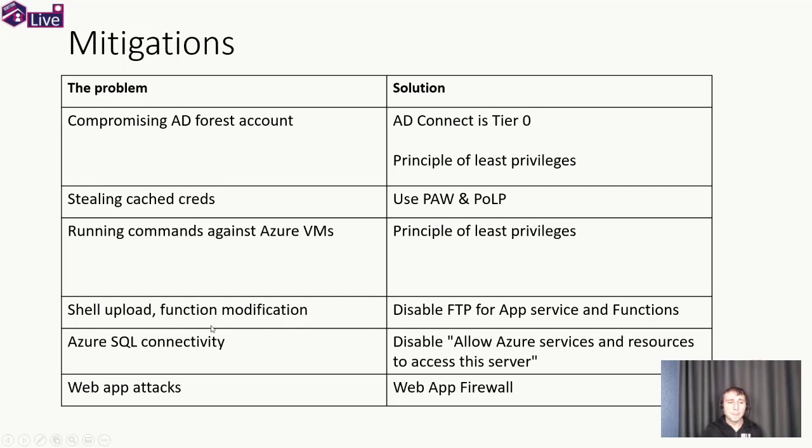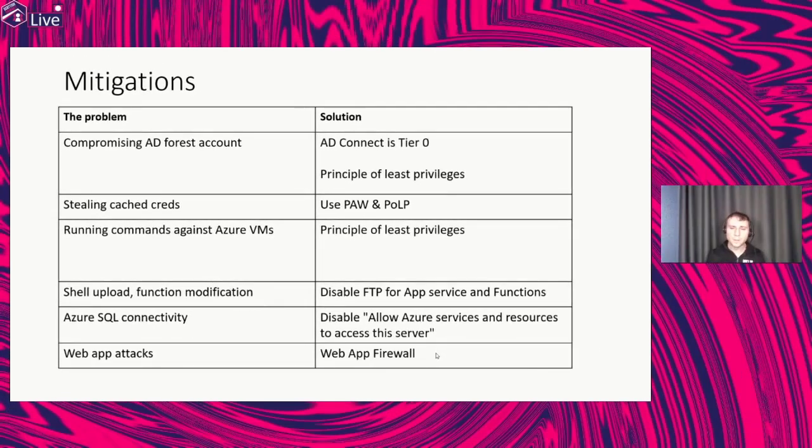Also, if you want to avoid the commands I tried, apply the principle of least privilege: don't give even reader rights to a resource if it's not necessary. For shell upload and function modification, disable FTP. Disable FTP for App Service and Functions, because probably you don't use FTP. You use some continuous deployment integration, so why do you need to have FTP enabled? Azure SQL connectivity: disable public access. Yes, it's still possible to get in, but much harder. And finally, web attacks, you may avoid them with a web application firewall.